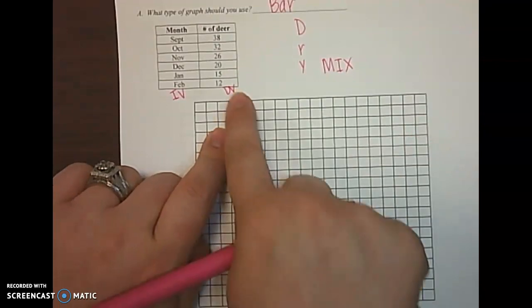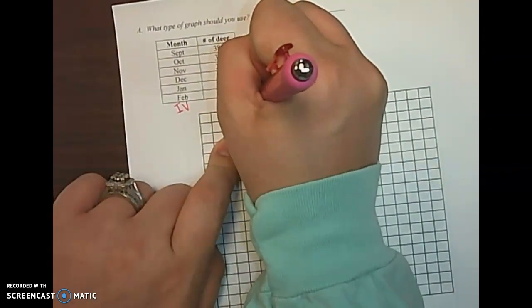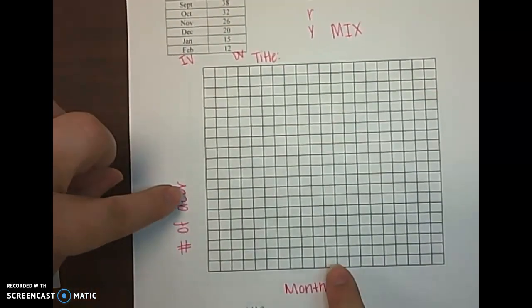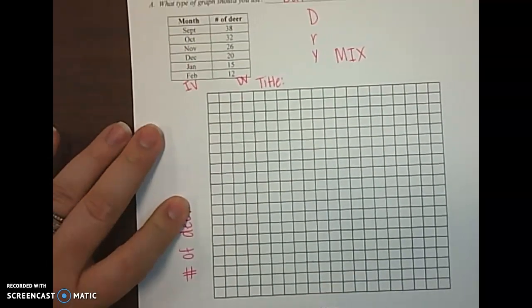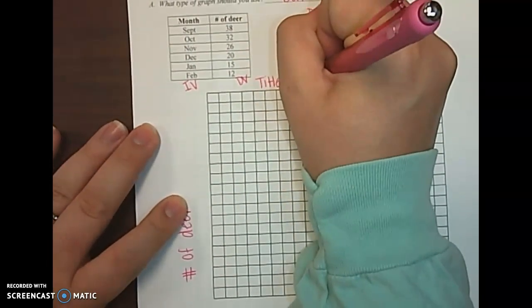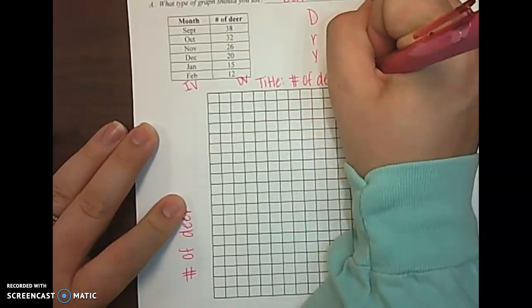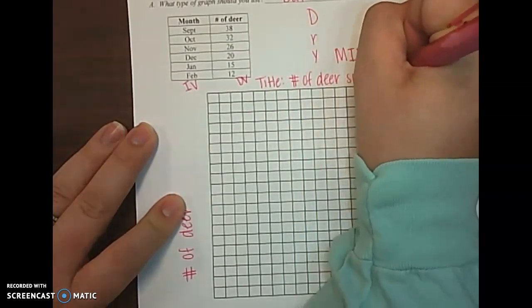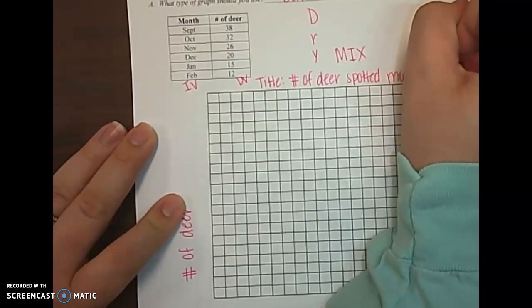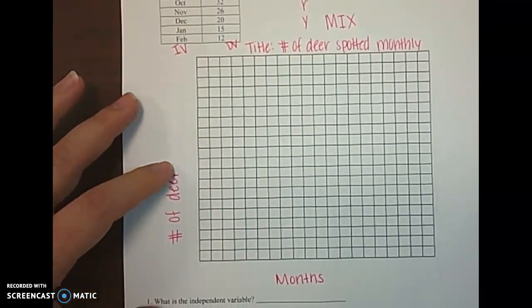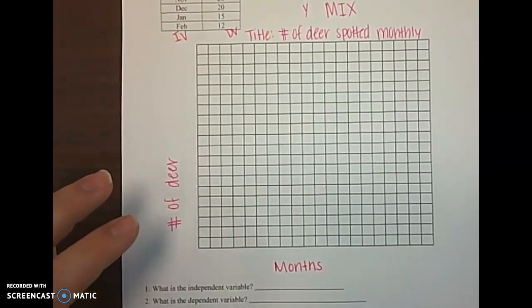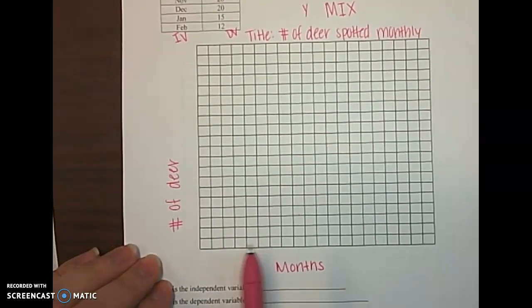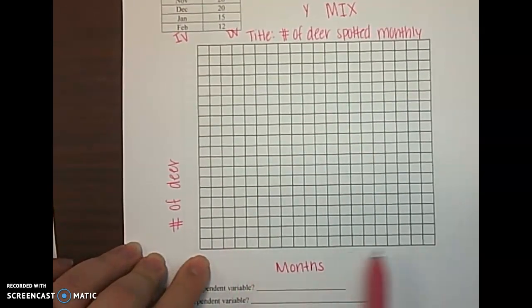Now we also need a title for our overall graph, a good title that's going to incorporate both of our x-axis and our y-axis. So it could be like number of deer spotted monthly. So we've got both of our axis titles and our overall title. Now it's time to do our scales. So on the bottom down here, we're going to put our months.